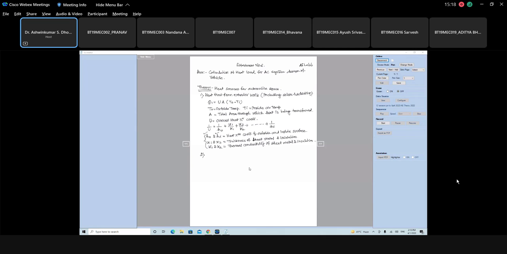Then heat generated due to passengers present in the car. This is given as Q2.